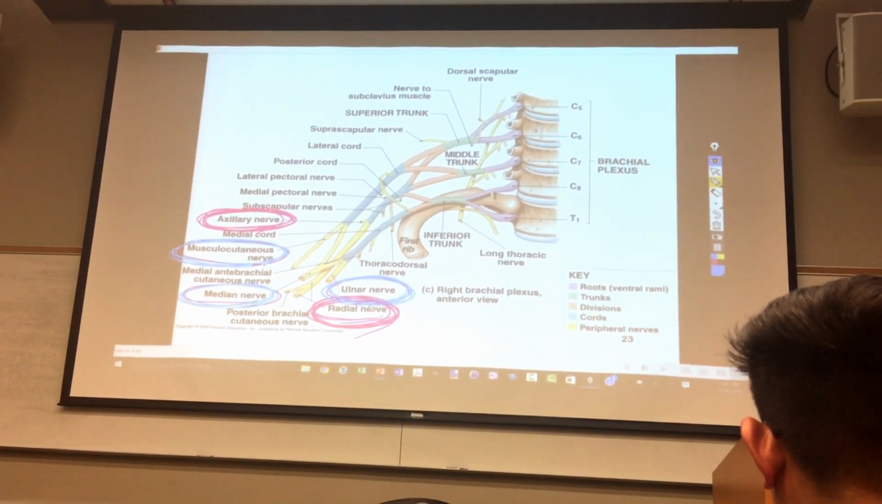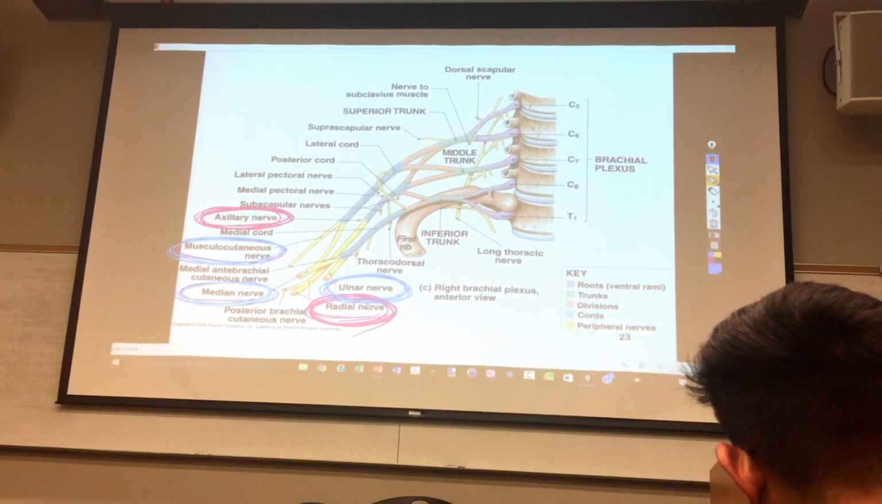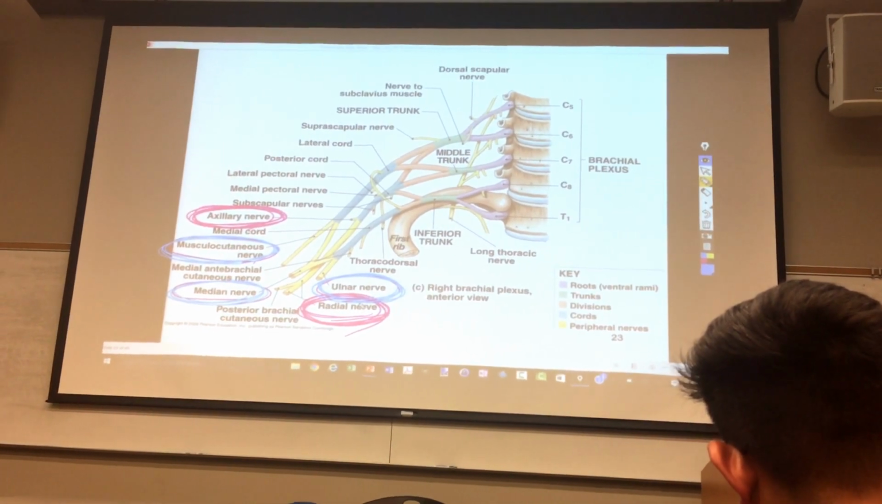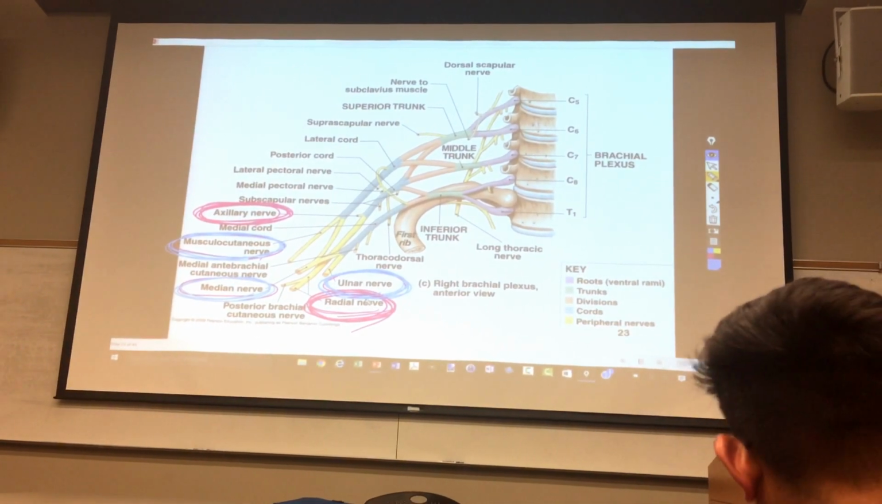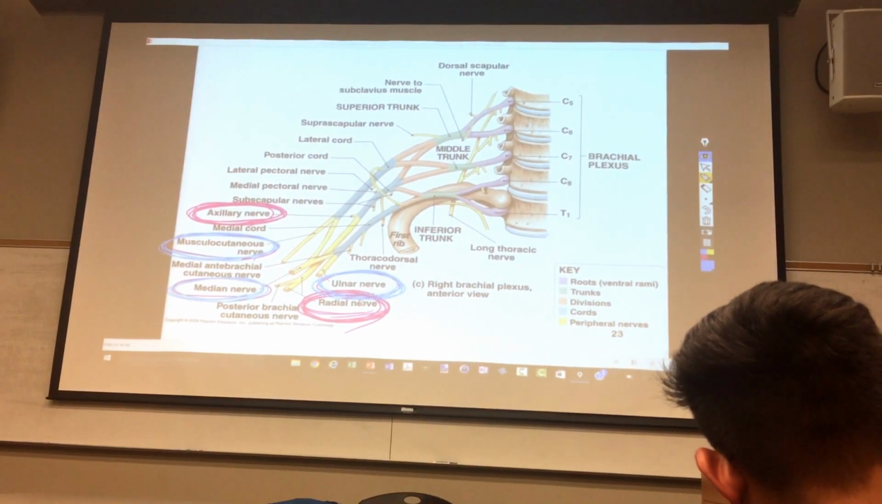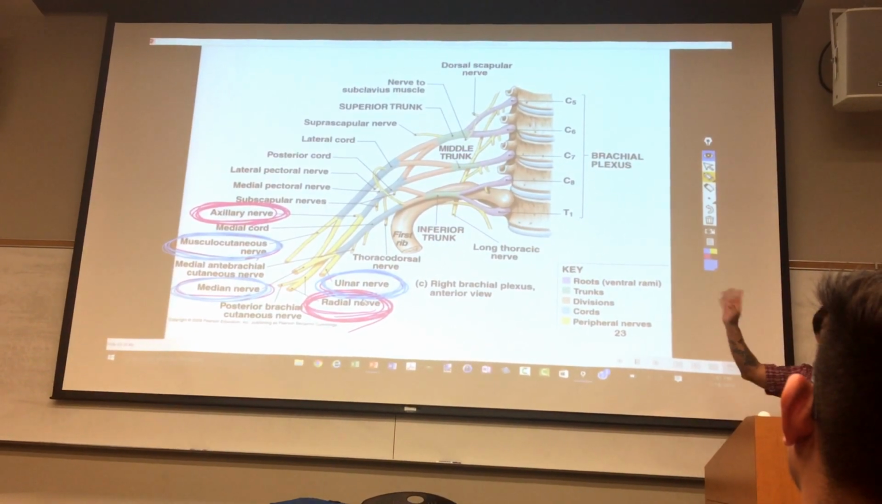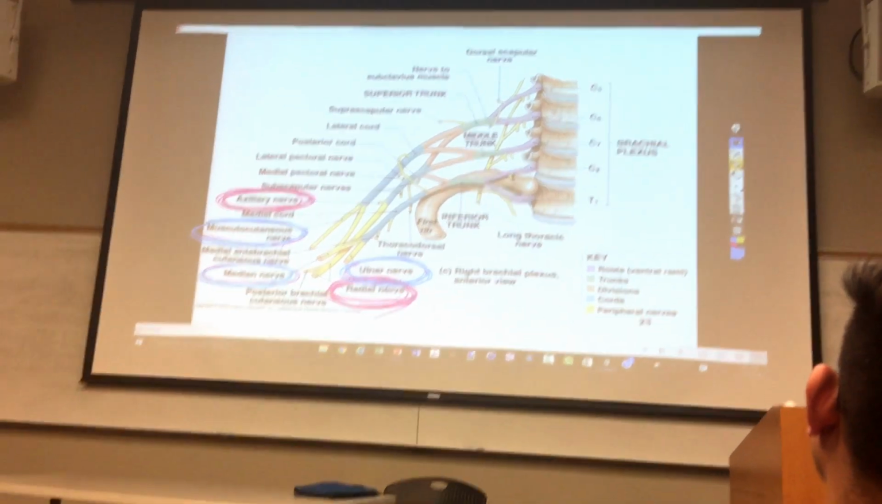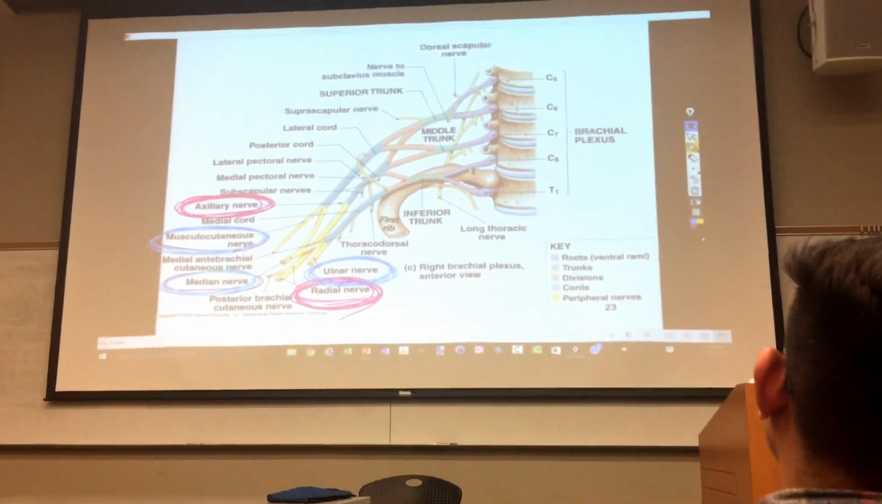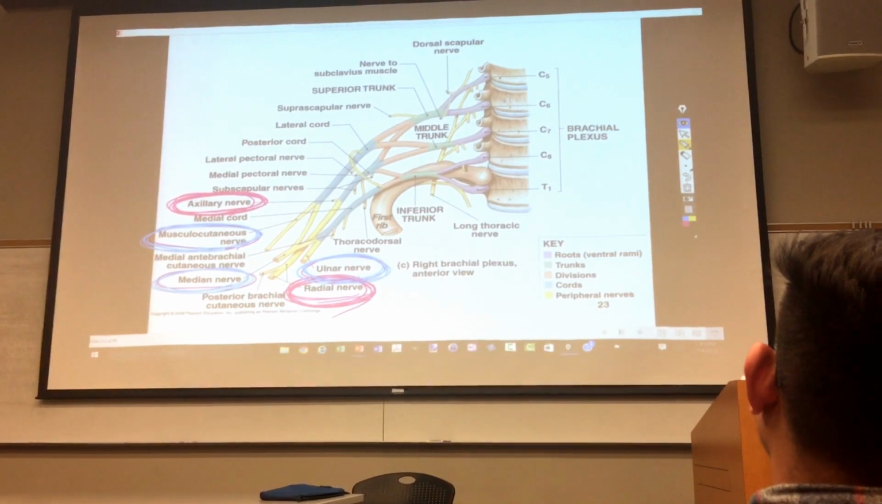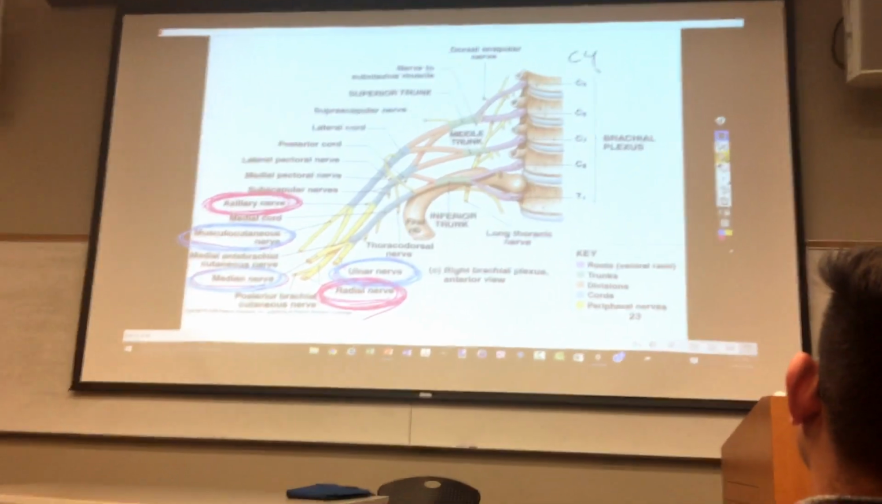Extensors, from dorsal divisions. So what about musculocutaneous, median, and ulnar? From ventral divisions. So let's look at this. Now, for the brachial plexus, your book does not tend to include C4. But if we really wanted to, we should be including a little aspect of C4 up there.